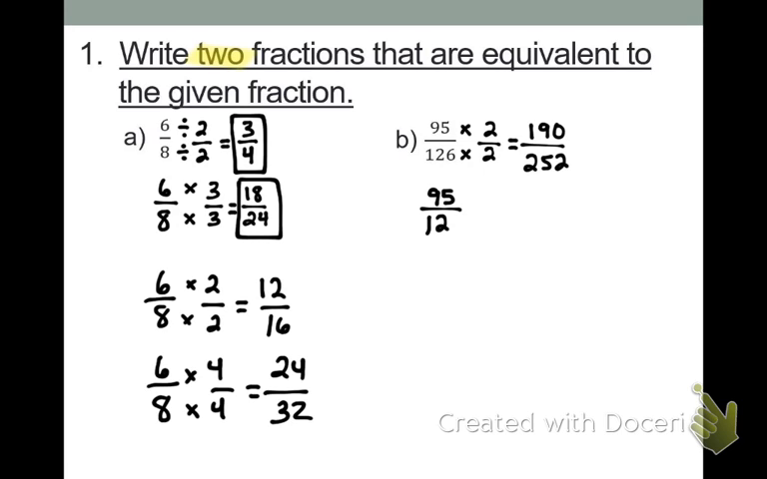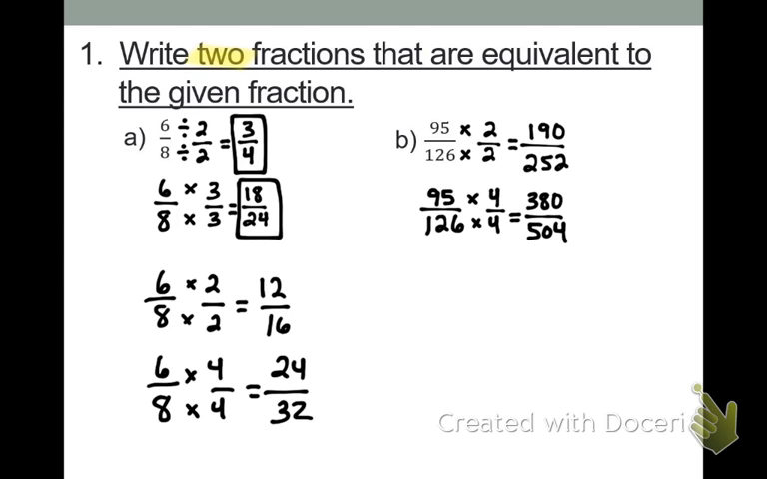Okay, so we're going to just restart with our original fraction that we had. He multiplied times 4 on top and 4 on bottom. And what did you say you got? 380 over 504. Okay, who got a different one? Jakari, what'd you do? Okay, so what did you multiply the top and bottom by? 6. He multiplied by 6 on top and 6 on bottom.